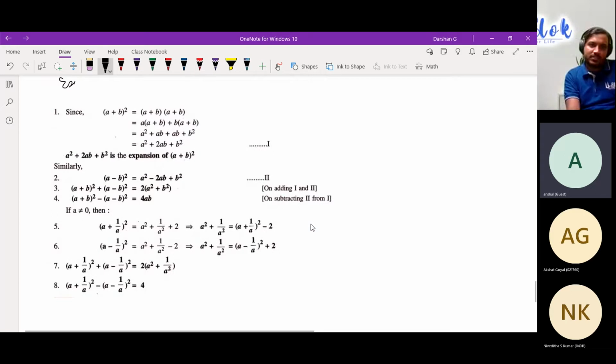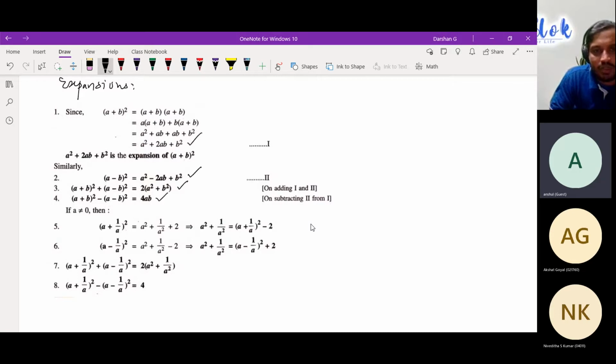So expansions, let us go through these formulas one by one. (a plus b) the whole square, we know how to get this, not a problem. (a minus b) the whole square, we know the formula. The next one, (a plus b) the whole square plus (a minus b) the whole square, is 2 into (a square plus b square). Nothing to do, you can simply expand both and see what you get. When I have minus, I'll get 4ab.